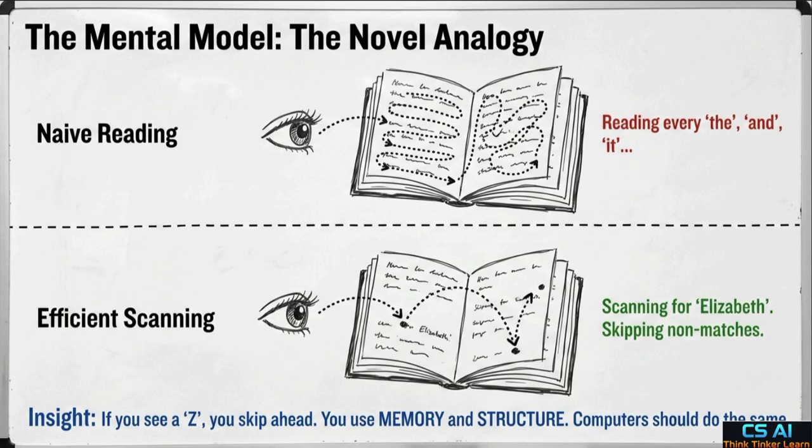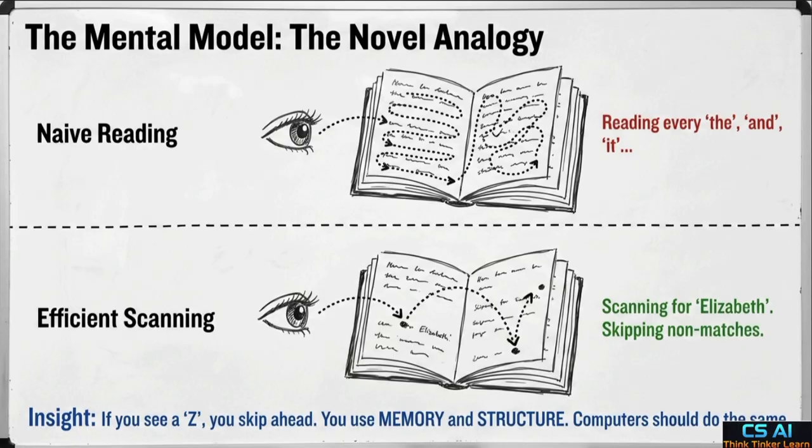Before we look at the code, let's build a mental model using what I call the novel analogy. Imagine you are reading a 500-page book and you're looking for the name Elizabeth. If you use naive reading, your eyes scan every single letter on the page. If you see an E, you check the next letter. If it is an L, you keep going. But if you hit a T instead of an I, the naive way says you have to go back to exactly where you started and try again.